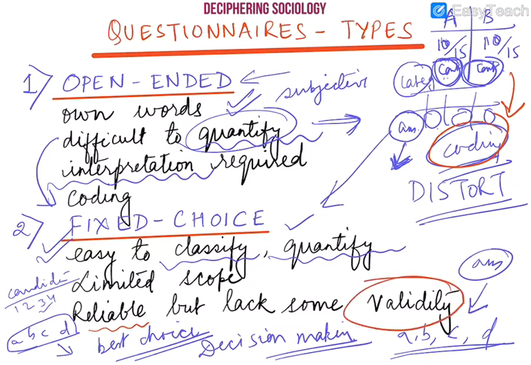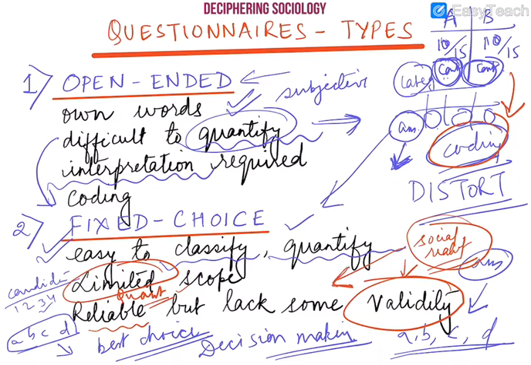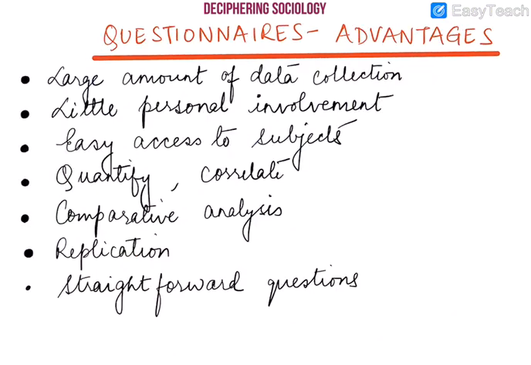And the last point: for fixed choices, it is reliable, but it lacks validity. Reliability is used for quantitative methods, but when it is quantitative, the validity will reduce because it will not show a clear picture of the social reality. Here you are limiting the choices of the answers. When you limit the answers, how can they show the true picture?